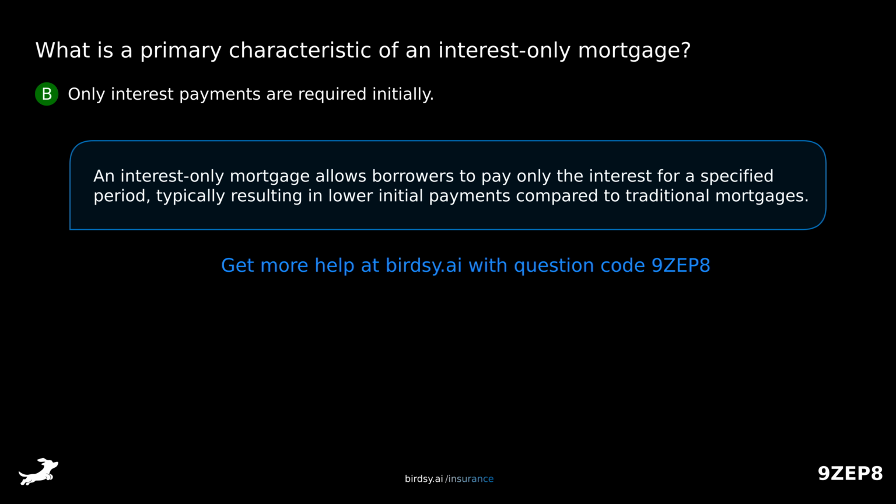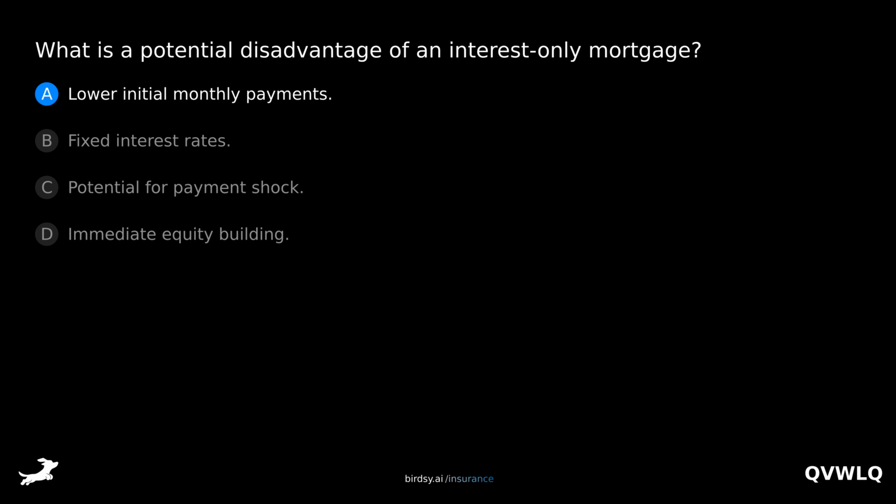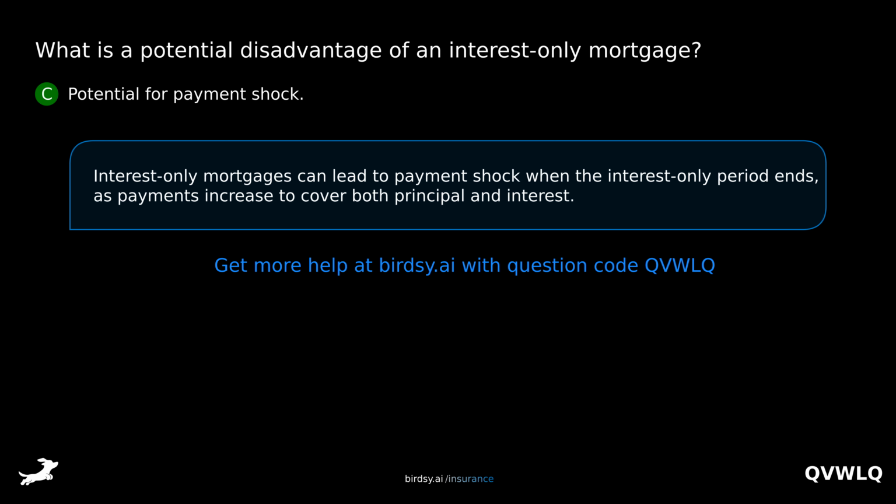compared to traditional mortgages. What is a potential disadvantage of an interest-only mortgage? Is it A. lower initial monthly payments, B. fixed interest rates, C. potential for payment shock, or D. immediate equity building? The answer is C. potential for payment shock. Interest-only mortgages can lead to payment shock when the interest-only period ends, as payments increase to cover both principal and interest.